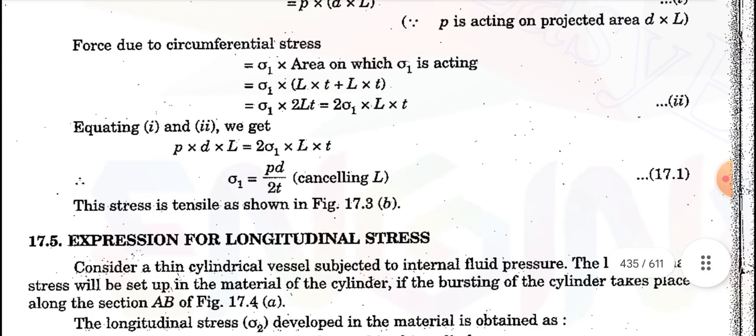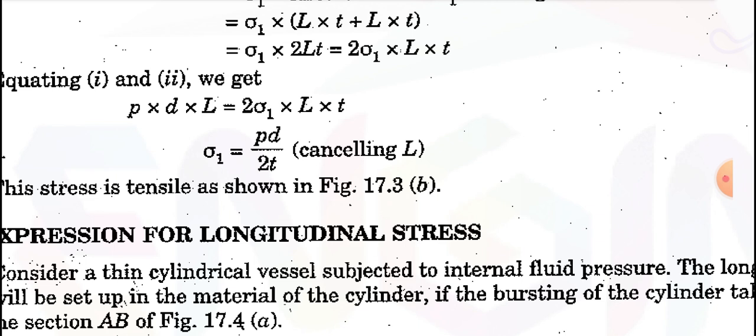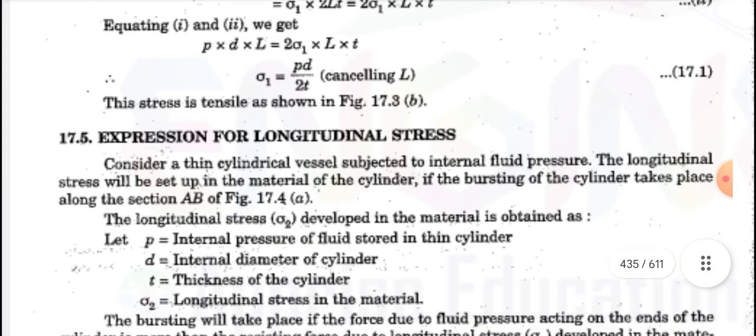The formula to find the circumferential stress is PD by 2T. P represents the pressure inside the cylinder, D is the diameter of the cylinder, and T is the thickness of the cylinder. Sigma 1 represents the circumferential stress, that is PD by 2T.